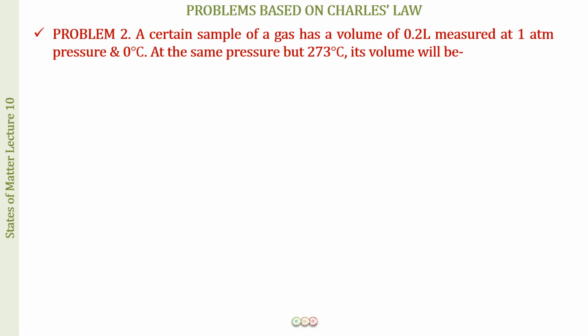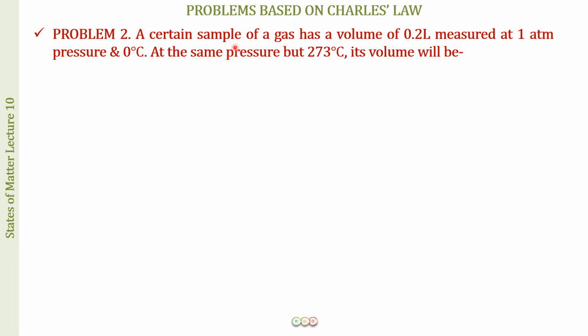The next question is that a certain sample of gas has a volume of 0.2 liter measured at 1 atmospheric pressure and 0 degrees Celsius. At the same pressure but 273 degrees Celsius, its volume will be. First of all, we should ascertain that this is a question related to the Charles law.